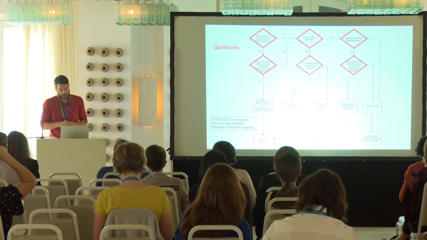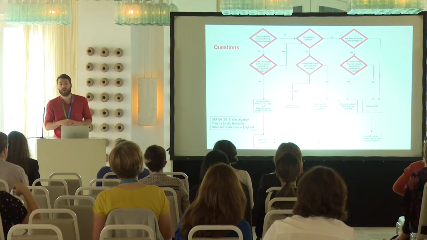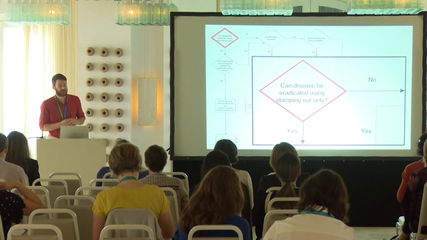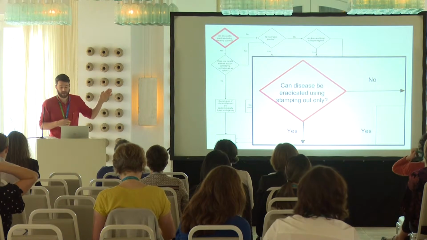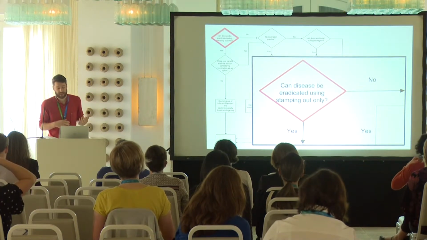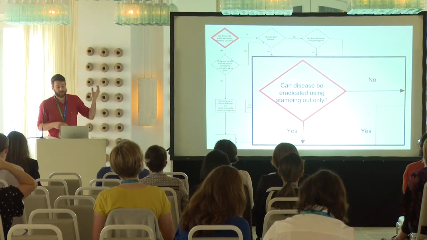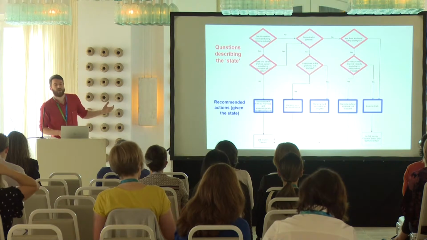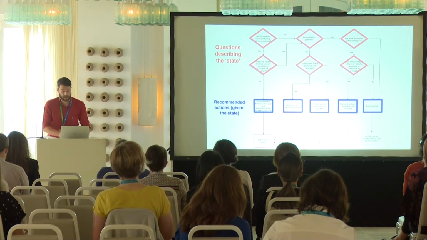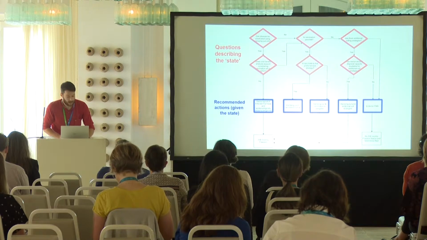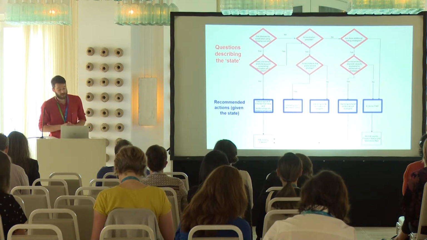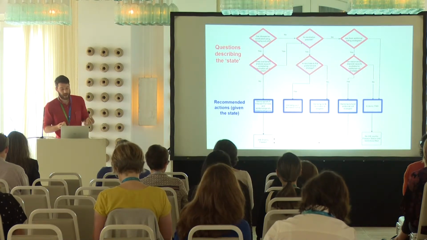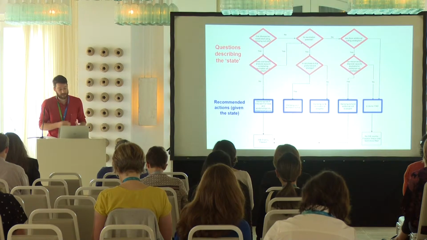You can't really see it here, but at the top in diamonds are questions, and the idea is that you successively answer these questions. You start in the top left-hand corner, and they're questions such as, can the disease be eradicated using stamping out only? And you successively answer these questions, and they lead to a recommended control action at the bottom here. Things such as stamping out of infected premises and dangerous contacts, or stamping out with vaccination to live, and so on.